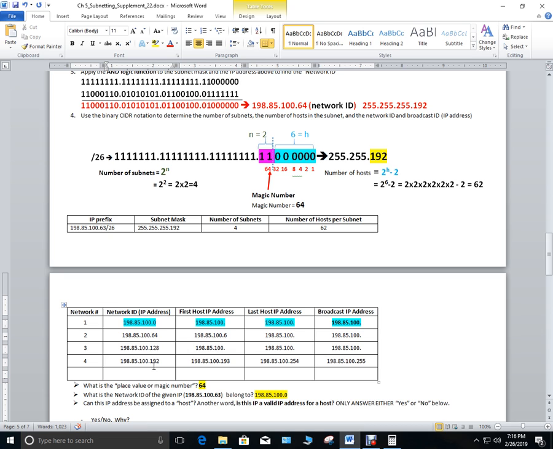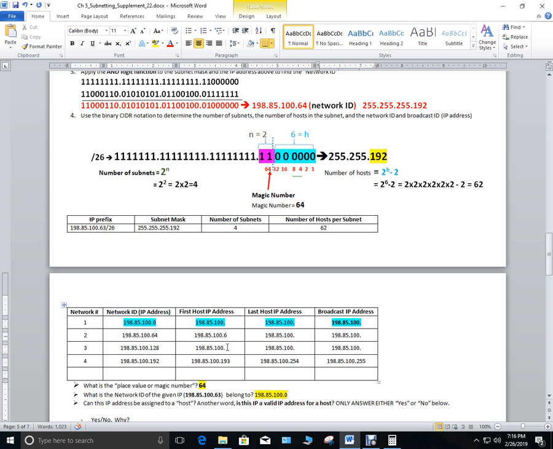Now if we add 64 to 192, make it 256. Again, that exceeds the highest available IP address. The highest IP address used in a network is 255. If we add that 64 to 192, we get 256, so that is not a valid IP.